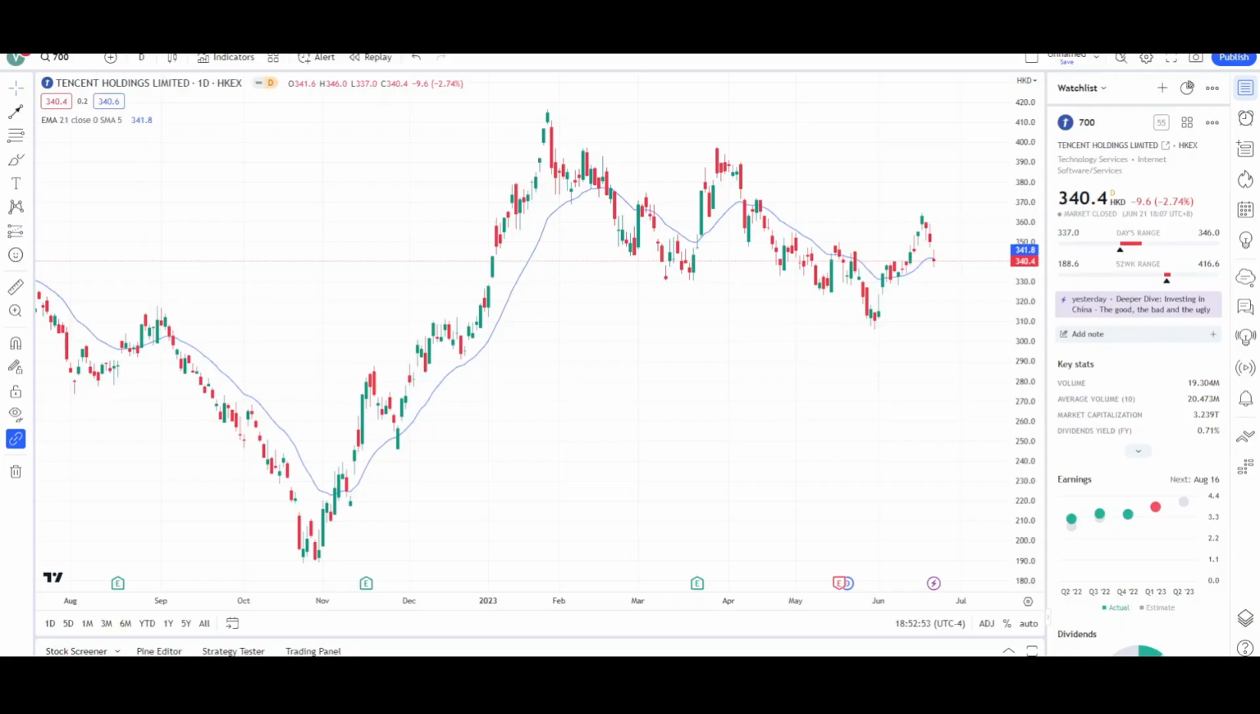What's up, traders? This is Vee Trades, and today I will be doing a technical analysis breakdown for Tencent Holdings with the ticker symbol 700. I'll be first doing the technical analysis on the daily chart and wrap it up on the weekly chart.